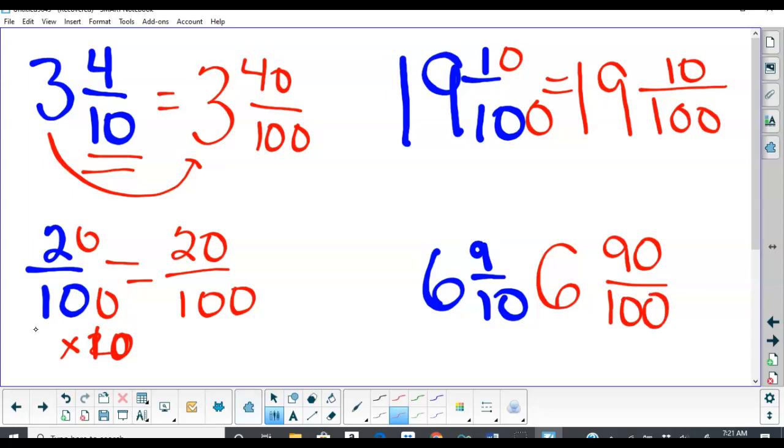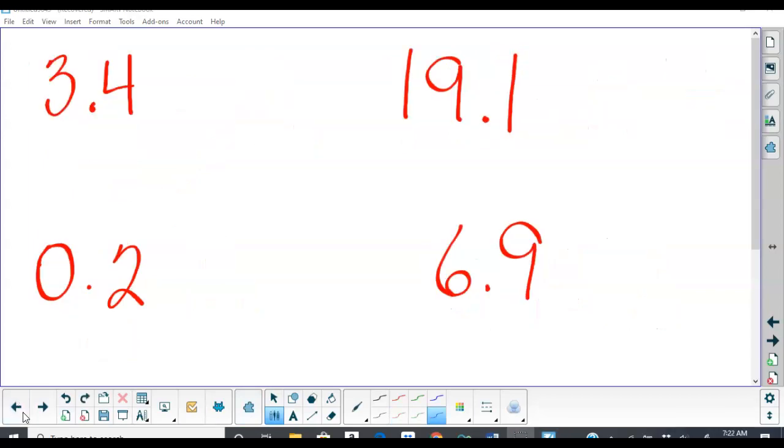All right, next we're going to take a look at decimal format. Okay, so I notice now that all of these decimals are in tenths. Okay, do you agree? Good. Now we want to change them to hundredths.